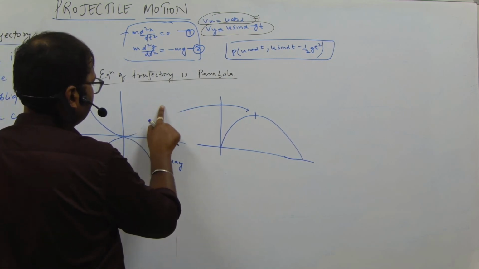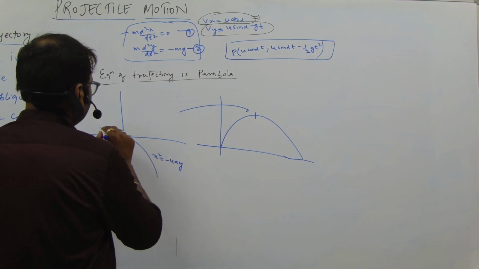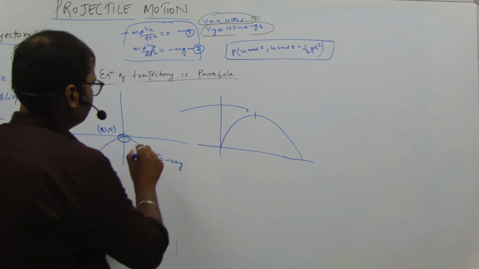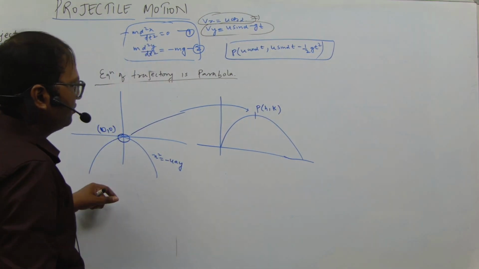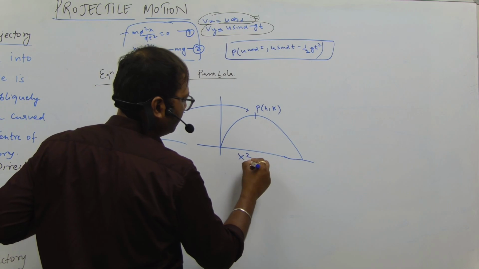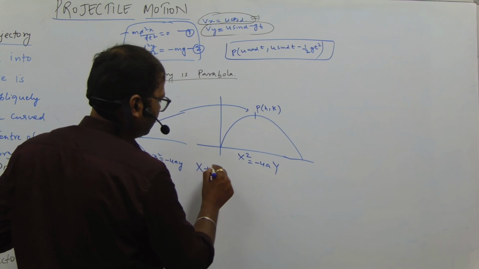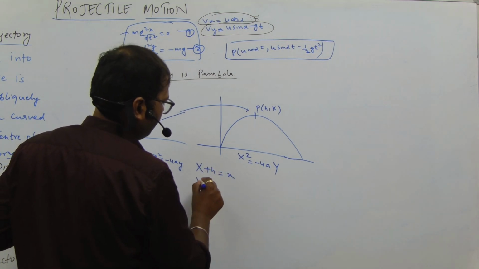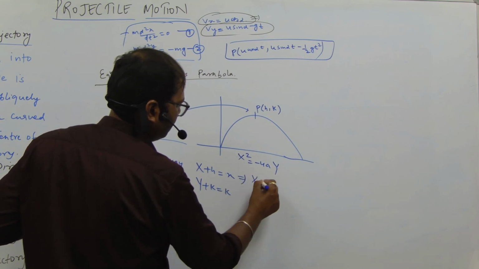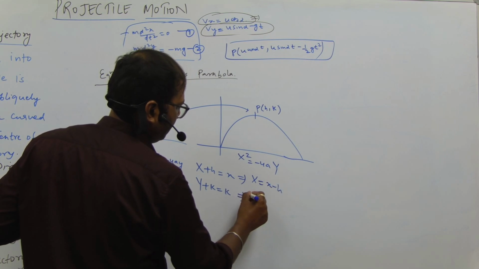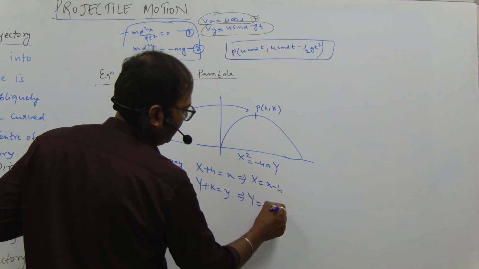Here the vertex is 0, 0. Now we are shifting this origin to a point (h, k). So what will be our equation? Let us consider the equation as capital X square is equal to minus 4a into capital Y. We have capital X plus h is equal to small x and capital Y plus k is equal to small y. So from here, capital X is equal to x minus h and capital Y is equal to y minus k.